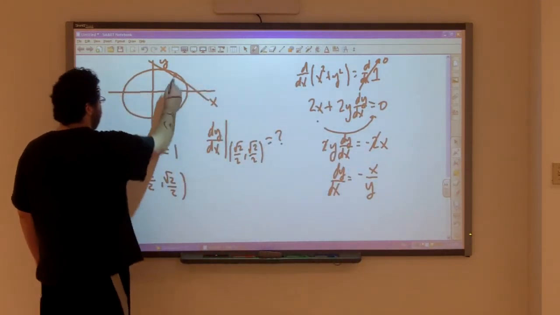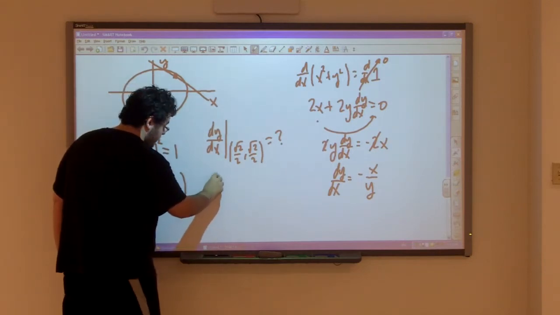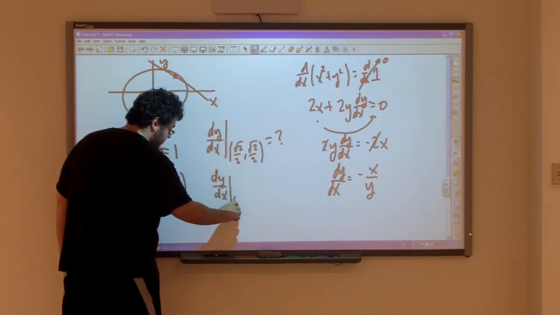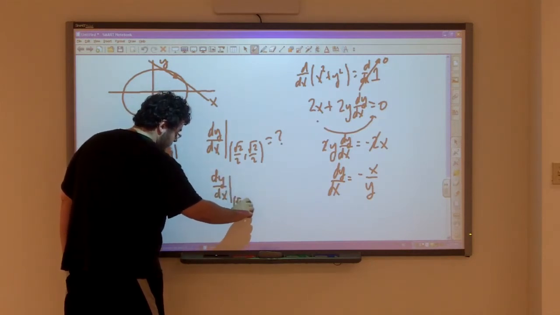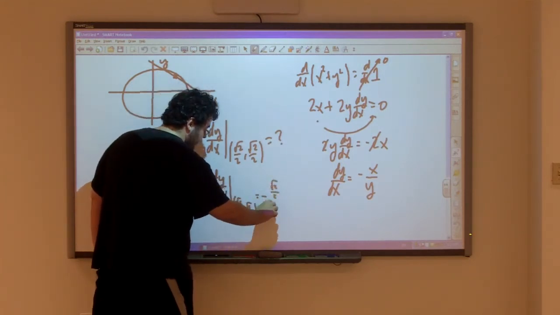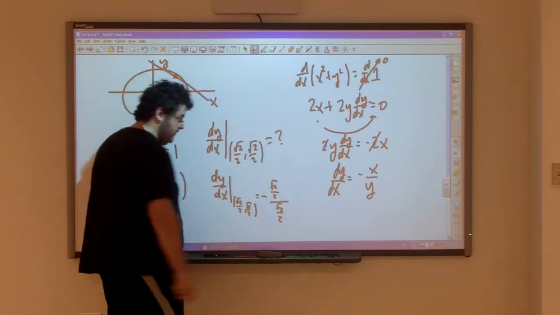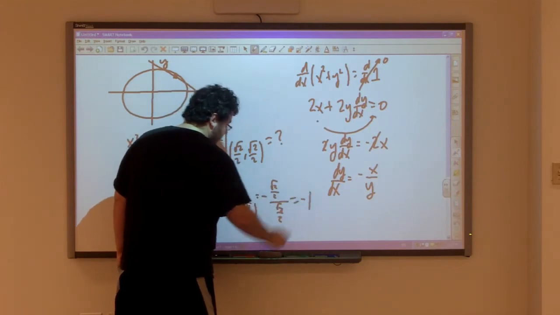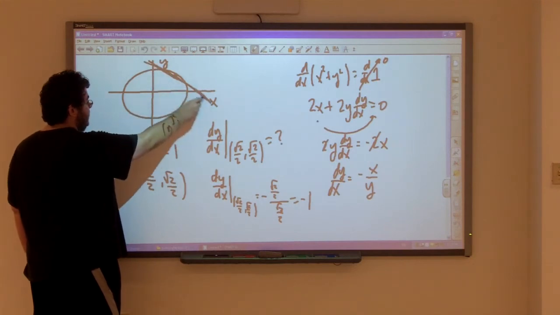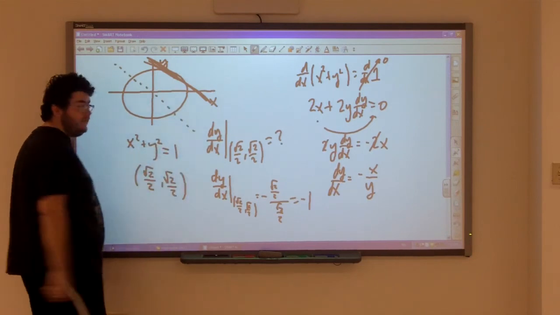If we want to know the derivative at this point, square root of 2 over 2, square root of 2 over 2, so basically at 45 degrees, all we do is evaluate at that point. So dy/dx at root 2 over 2, root 2 over 2, is negative square root of 2 over 2 over square root of 2 over 2, which, of course, is equal to 1 because you're dividing by the same thing on the top and bottom. So we get the slope as negative 1. So at this point on the unit circle, our slope is exactly negative 1. So that means it's parallel to that line.